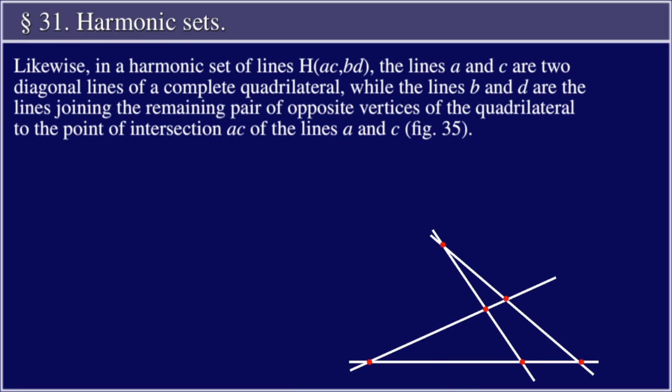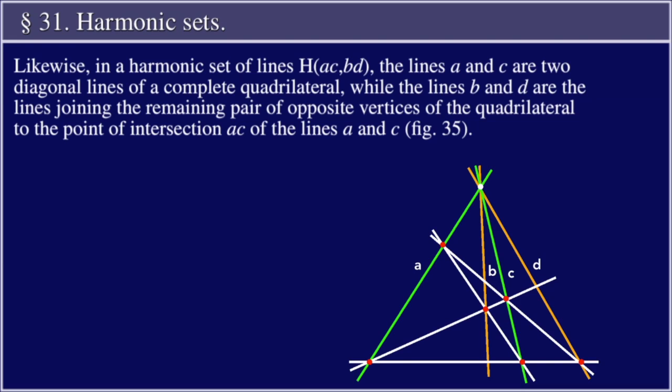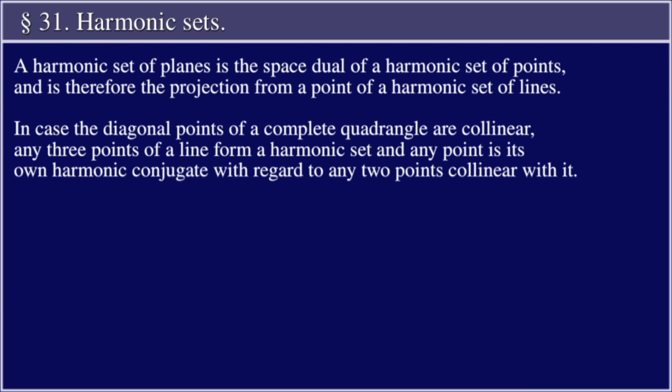Likewise, in a harmonic set of lines, H(AC, BD), the lines A and C are two diagonal lines of a complete quadrilateral, while the lines B and D are the lines joining the remaining pairs of opposite vertices of the quadrilateral to the point of intersection AC of the lines A and C, figure 35. The harmonic set of planes is the space dual of a harmonic set of points and is therefore the projection from a point of a harmonic set of lines.